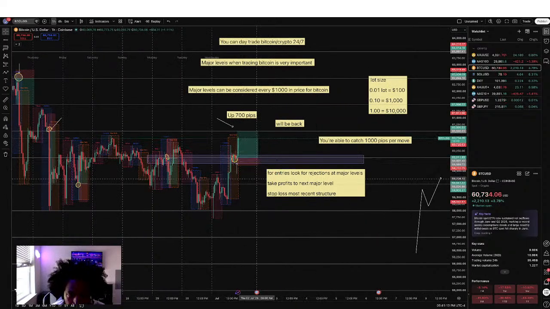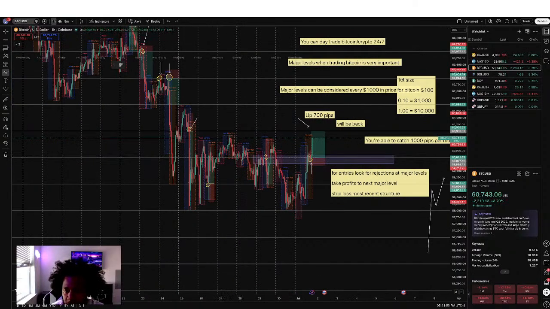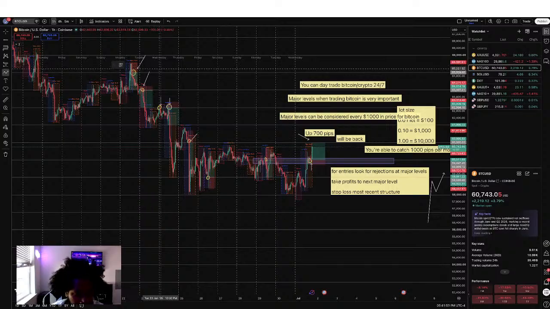So what I do for my entries is I look for rejections at major levels, which are marked up at every $1,000 in Bitcoin. So for example, this level right here is 60,000. As you can see, my take profit for this will be 61,000, which will basically be a 1,000 pip move. Okay, and I identify the structure within the market and look for rejections off of major levels. As you can see with these yellow areas where major levels have been rejected, you're actually able to profit and make money off of Bitcoin, crypto.